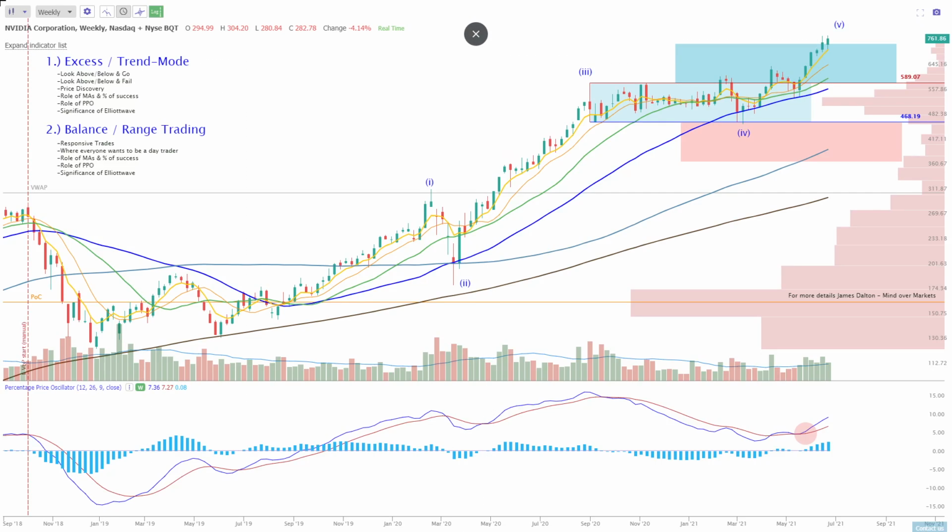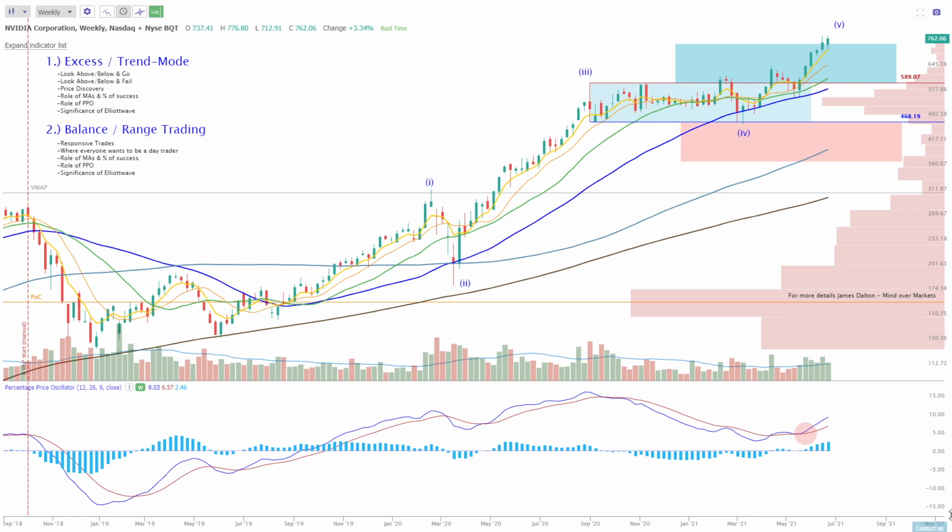Today in this video, we're going to discuss the concept of balance areas, excess and range trading, hard market, easy market, trend mode, etc. All of those concepts, I'm going to try to put that puzzle together for you. And in the example, we're going to take a look at NVIDIA.